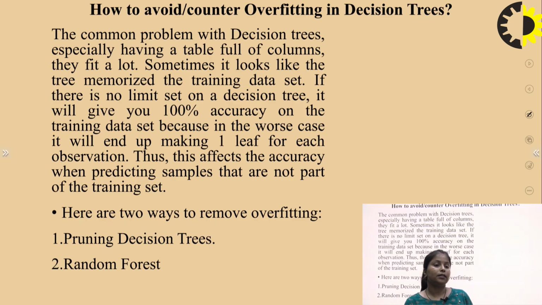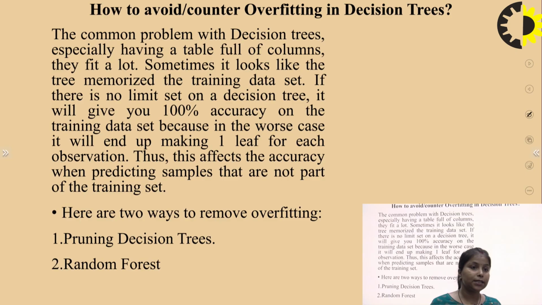So how to avoid overfitting in a decision tree? A common problem in decision trees, especially with a table full of columns, is that they fit a lot. Sometimes it looks like the tree memorized the training data set. If there is no limit set on the decision tree, it will give you 100% accuracy on the training data set, because in the worst case it will end up making one leaf node for each observation. This affects the accuracy when predicting samples that are not part of the training data. So we have two methods to remove overfitting in a decision tree.